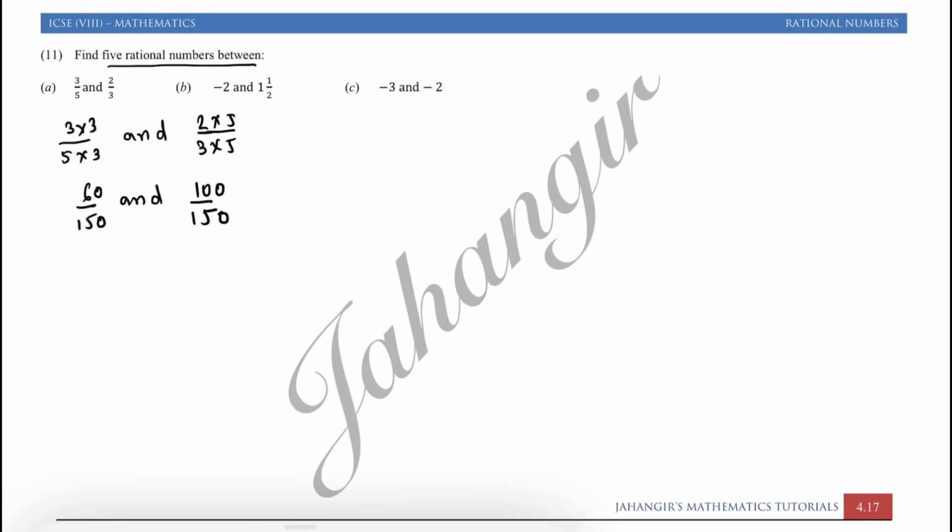Oh, sorry, I made a mistake over here. This is not 60, this is 90. 3 3s are 9. 3 3s are 9. Between 90 and 100 we have many options.